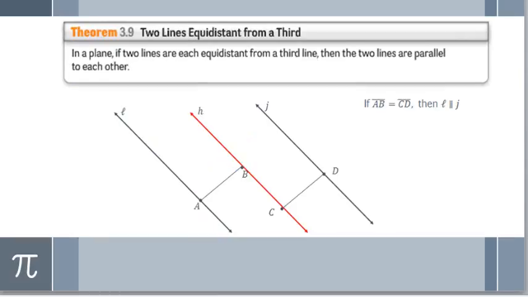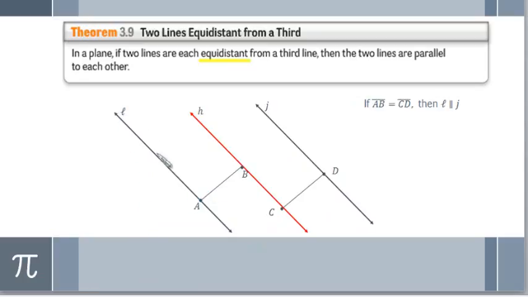We do have one theorem, Theorem 3.9. It is the two lines equidistant from a third theorem. It states that in a plane, if two lines are equidistant from a third line, then the two lines are parallel to each other. This term equidistant may be new, but it's just referring to the distance these lines are from the same line. These distances are equal.